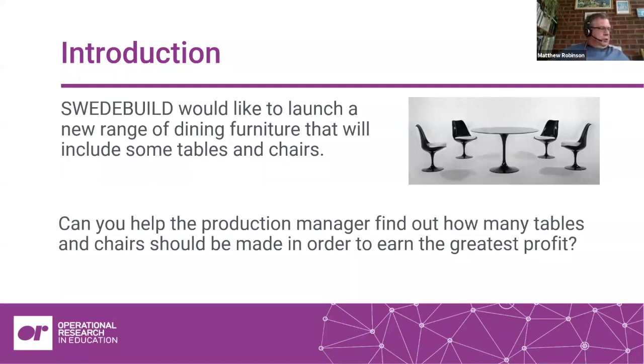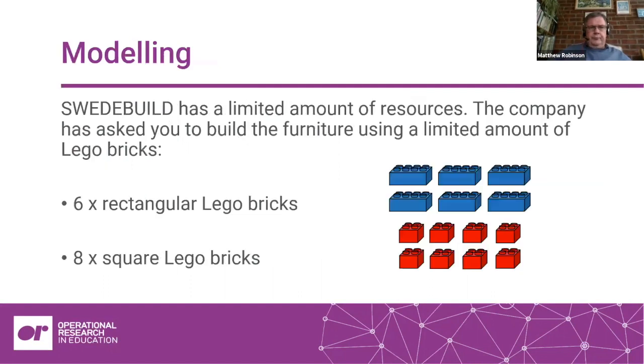So we should have some Lego, and these are in turn going to be the resources that the company is going to use. So, all being well, if you're working alongside this, you should have 6 rectangular Lego bricks. So these are blue in my case. So I've got 6 of those, and I've got 8 of the square ones, red ones in this case. So to start building our model, these are the resources that we have available to us.